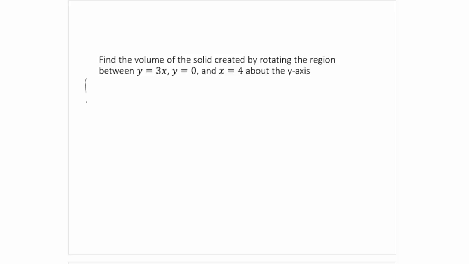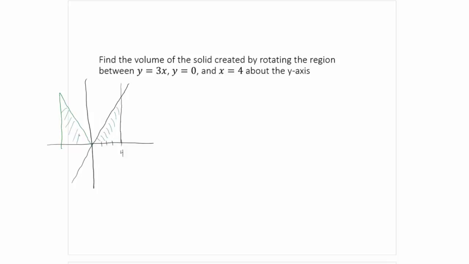Alright, so y equals 3x looks like this. There's y equals 3x. Here, let's say there's 1, 2, 3, there's x equals 4. y equals 0, x equals 4. All right, so this is my region, and I'm rotating that about the y-axis. So I would have, this is the counterpart on the other side.